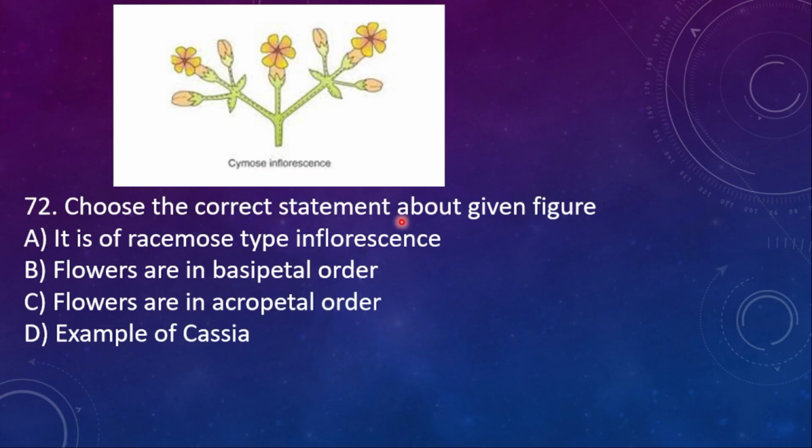72. Choose the correct statement about the given figure. This is cymose one. Okay, it ends with the flower and then the newly forming flowers are at the base. Option A, it is of racemose type inflorescence. B, flowers are in basipetal order. C, flowers are in acropetal order. And then D, example of cassia. Here the flowers are in basipetal order.